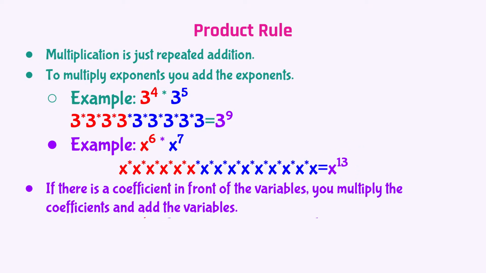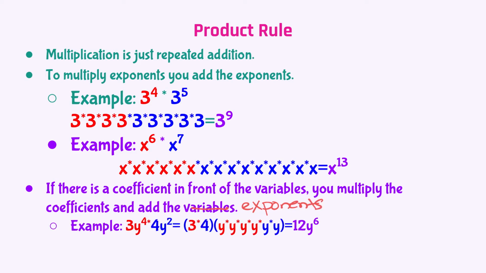If there's a coefficient in front of the variables, you multiply the coefficients and then add the exponents. So add the variables, but I'm going to say add the exponents. Okay, here's an example: 3y to the 4th times 4y squared. What we're going to do is 3 times 4, and then y times y times y times y times y times y. We add up all the y's, and we get y to the 6th.